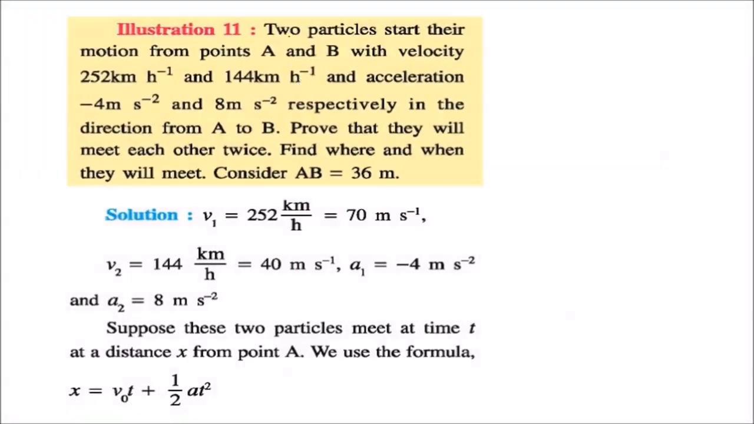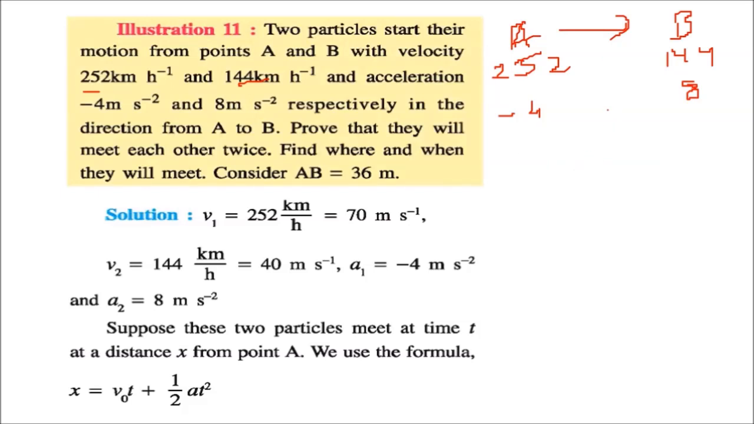Two particles start their motion from points A and B with velocities 252 and 144. The accelerations are given as minus 4 meter per second square for the first, and 8 meter per second square for the second, in the direction A to B. We have to prove that they will meet each other twice.